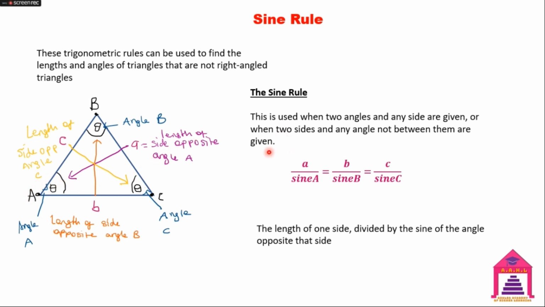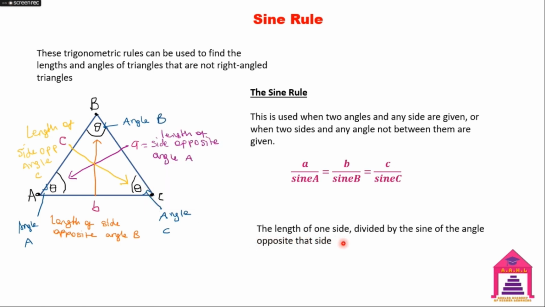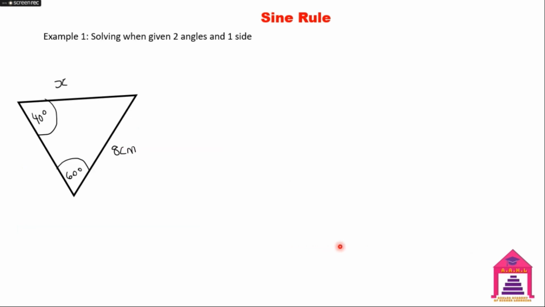Now the sine rule goes like this. A, which is the length of the side opposite angle A, over sine A is the same as B, the length of the side, over sine B, which is the same as C, the length of the side, over sine C. So it's the length of one side divided by the sine of the angle opposite that side. So we go and do some practice.